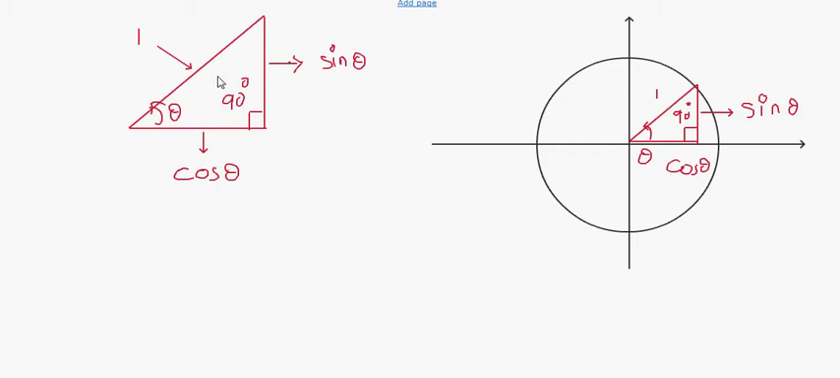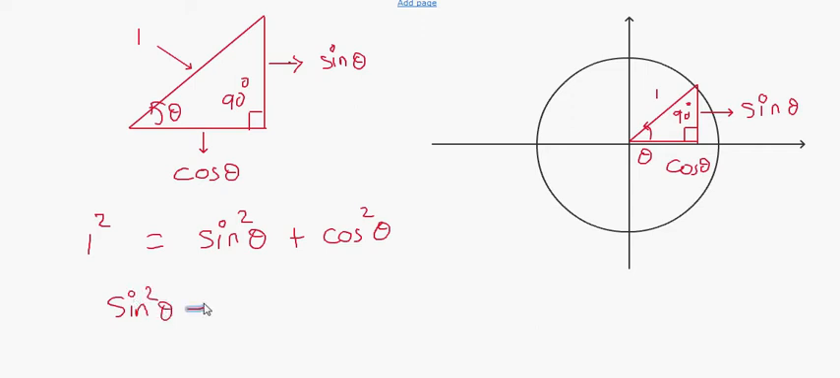Now, using Pythagoras theorem, we know that the hypotenuse squared, which is 1 squared in this case, is equal to sin squared theta plus cos squared theta. Now we can see that sin squared theta plus cos squared theta is equal to 1.